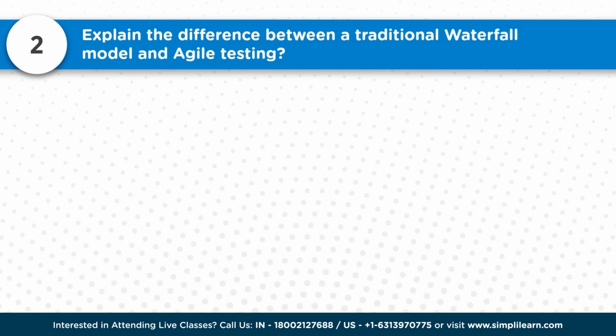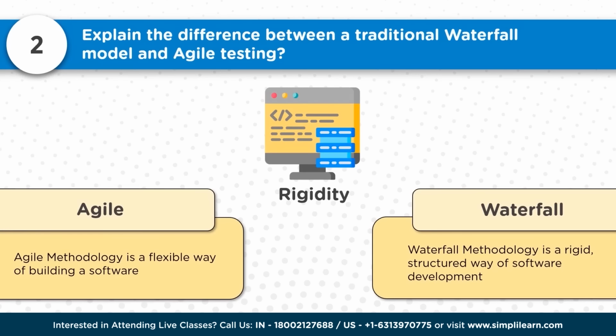Similarly, the rigidity. Agile methodology is a flexible way of building software which provides a lot of flexibility. Whenever there is a change, adapting to the change becomes very easy. Whereas in the waterfall methodology, it is a bit difficult, it is rigid because it is very much structured. Any change that comes in requires changing many things, which makes it very tedious and rigid.